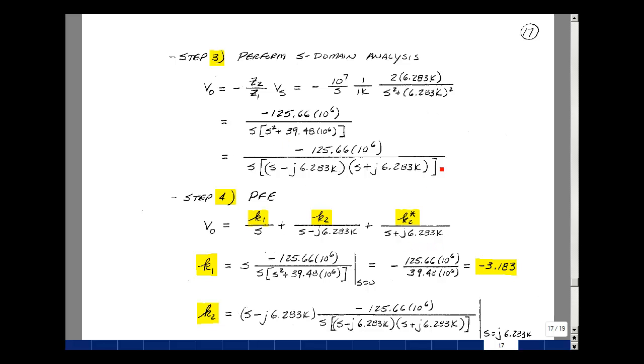We'll take this expression and multiply it by s, and then let s equal 0. Term cancellation, so I get a minus 125.66 times 10 to the 6 divided by 39.48 times 10 to the 6, and that turns out to be a minus 3.183.